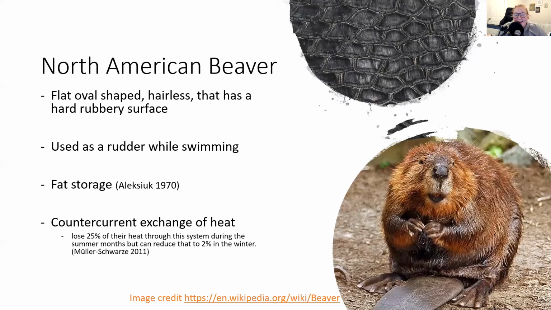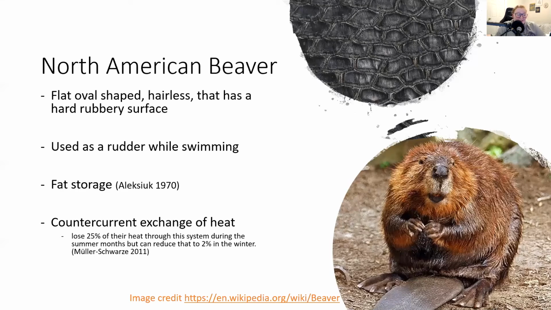Their tail's also used for fat storage. So when they have a lot of fat to store and they're really healthy, their tails are a little bit plumper. And when there isn't a lot of fat to store because they don't have a lot of excess, the surface kind of appears wrinkly. You can actually tell the difference between a healthy and an underfed beaver just by looking at its tail.